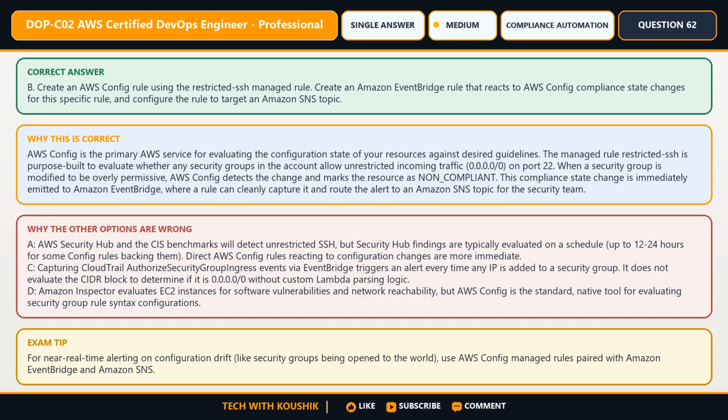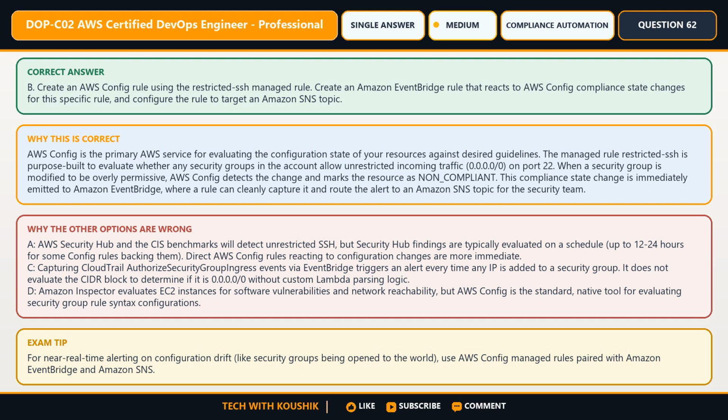Now let's rule out the other options. A. AWS Security Hub and the CIS benchmarks will detect unrestricted SSH, but Security Hub findings are typically evaluated on a schedule, up to 12 to 24 hours for some Config rules backing them. Direct AWS Config rules reacting to configuration changes are more immediate. C. Capturing CloudTrail AuthorizeSecurityGroupIngress events via EventBridge triggers an alert every time any IP is added to a security group. It does not evaluate the CIDR block to determine if it is 0.0.0.0/0 without custom Lambda parsing logic.